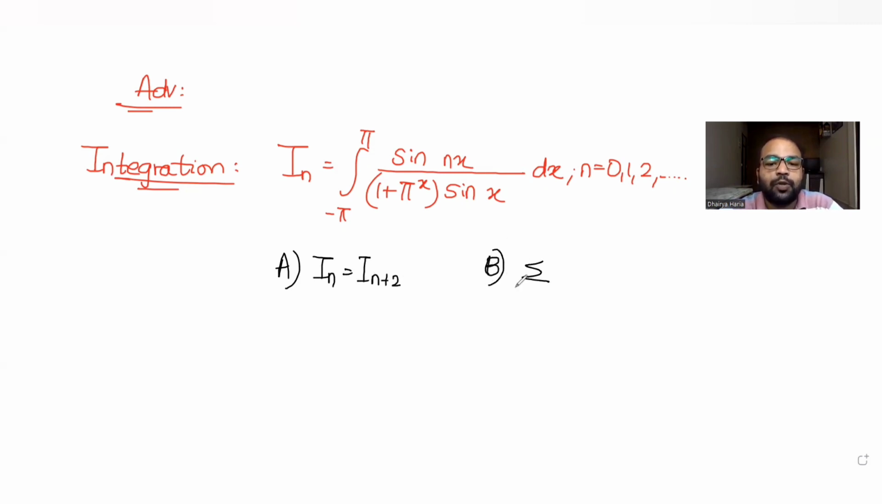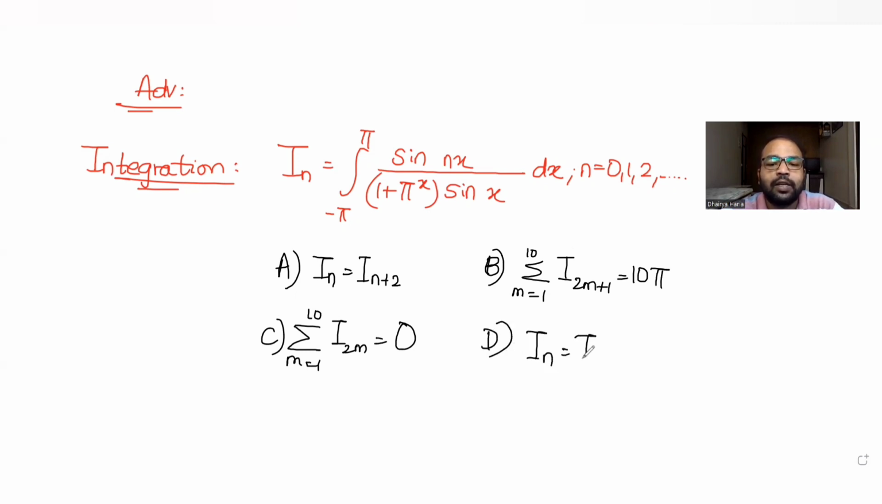The second option given to us is summation of m equal to 1 to 10, I 2m plus 1 is equal to 10 pi. Then summation of m equal to 1 to 10, I of 2m is equal to 0. And the last option tells us In is equal to In plus 1. Let's figure out which of the answers are correct. This is a multiple answer correct question, so there can be more than one correct answer. We need to check all 4 options and see which satisfy the solutions.